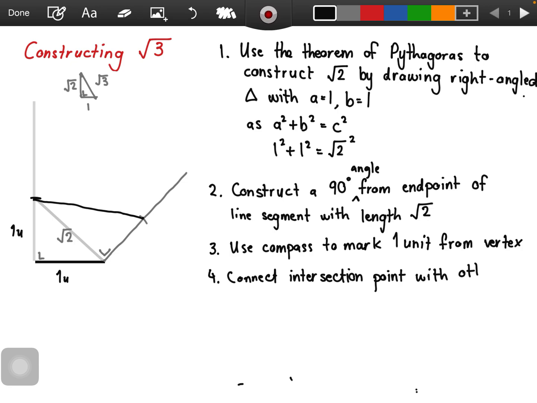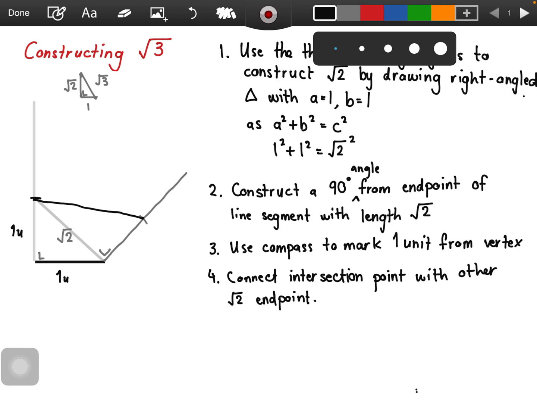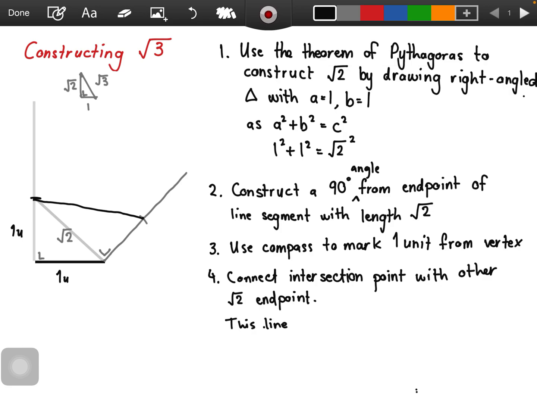with other root 2 endpoint. Okay, and then step 5, or just next line, this line segment has a length root 3. Okay, and then we need to explain that. Okay, so it has length root 3 units by the theorem of Pythagoras.